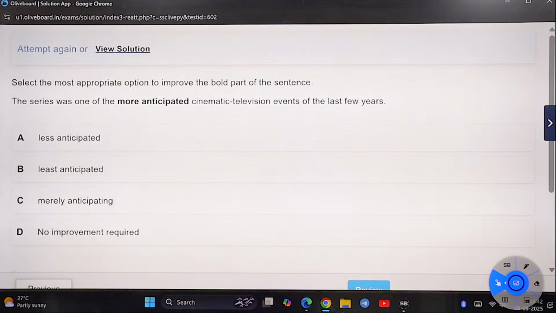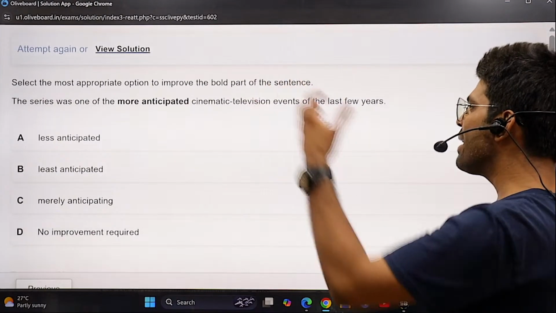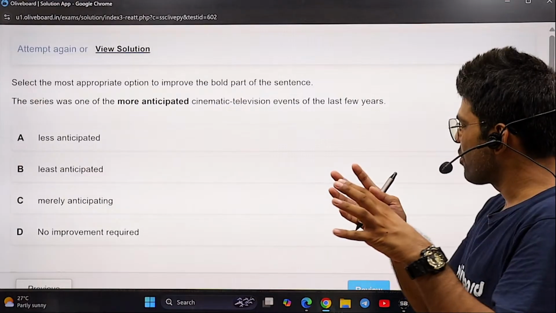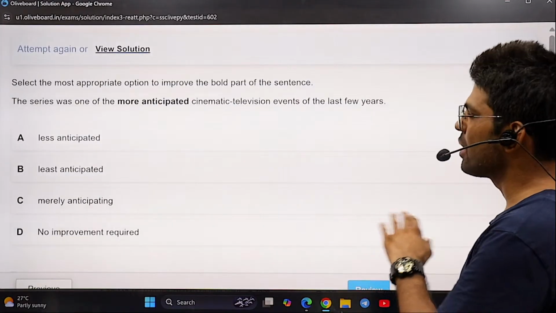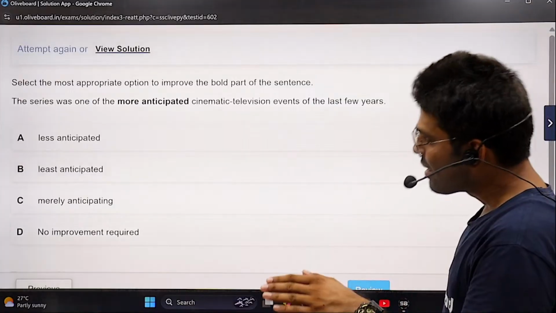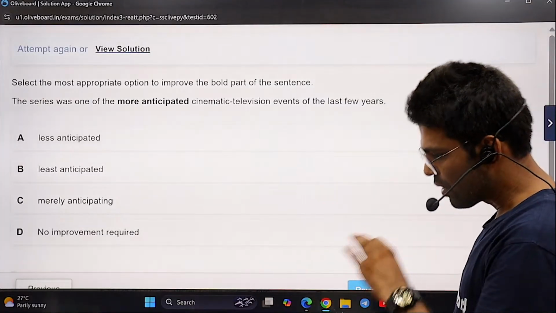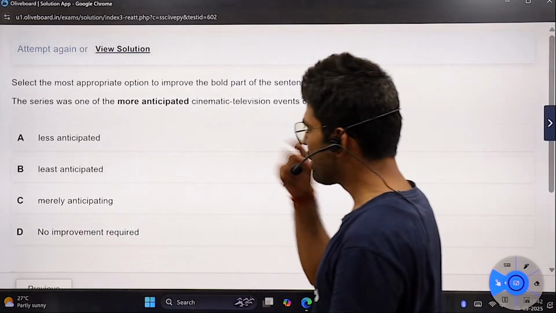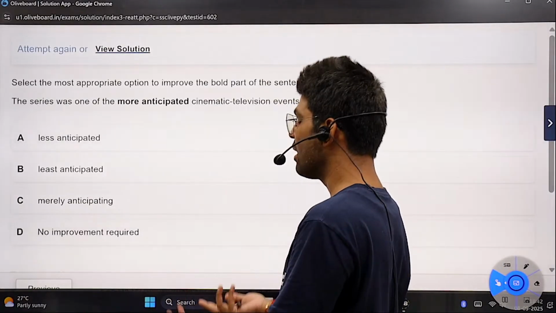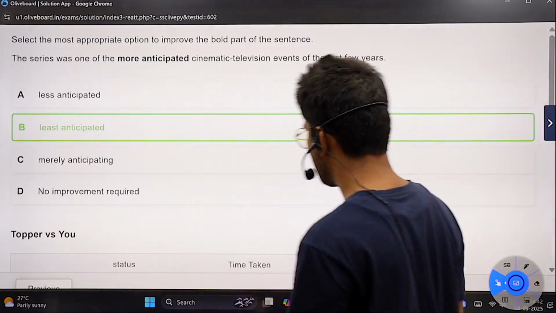Thank you and welcome. Exactly, Arvind. The series was one of the more anticipated. Either say that was one of the anticipated events, or that was one of the most... You are one of the best, he's one of the smartest, one of the tallest, one of the widest. We usually use a superlative. Less comparative, more comparative, merely, no degree, least.